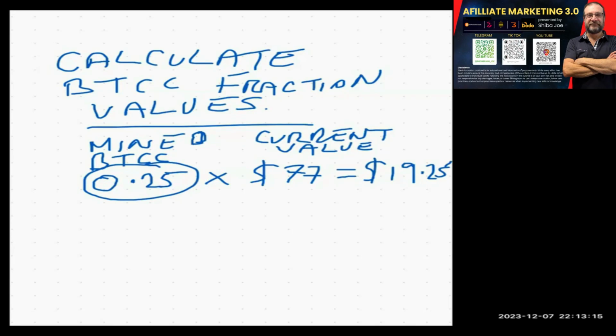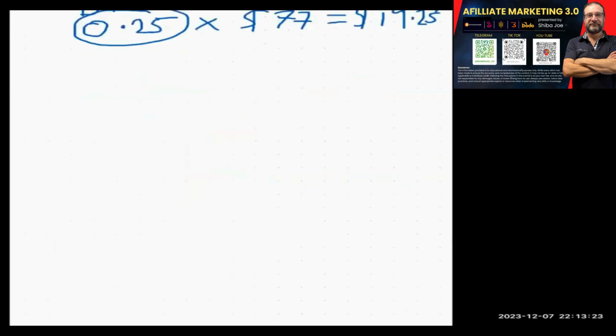Now, if you want to do the calculation in the other direction, let's say that you're sending somebody $20 worth of BTCC. Nobody's going to come to you and say, can you send me a quarter of a BTCC, or can you send me 0.01 BTCC? What they're going to do is ask you, can you send me $10 worth of BTCC or $20 of BTCC?